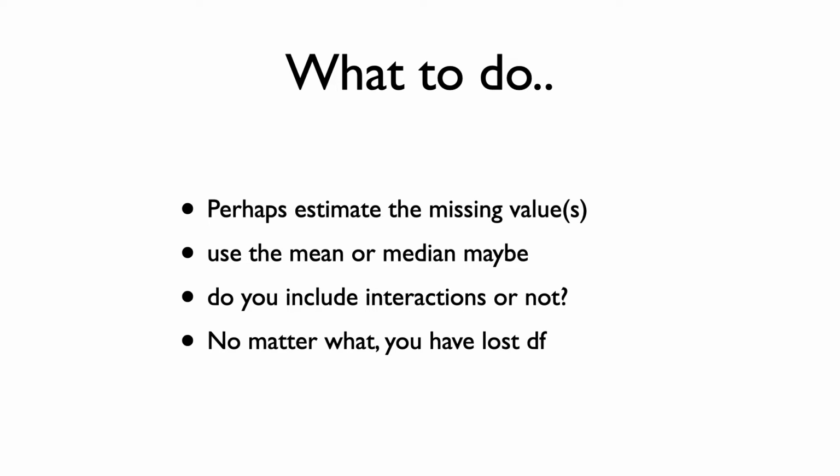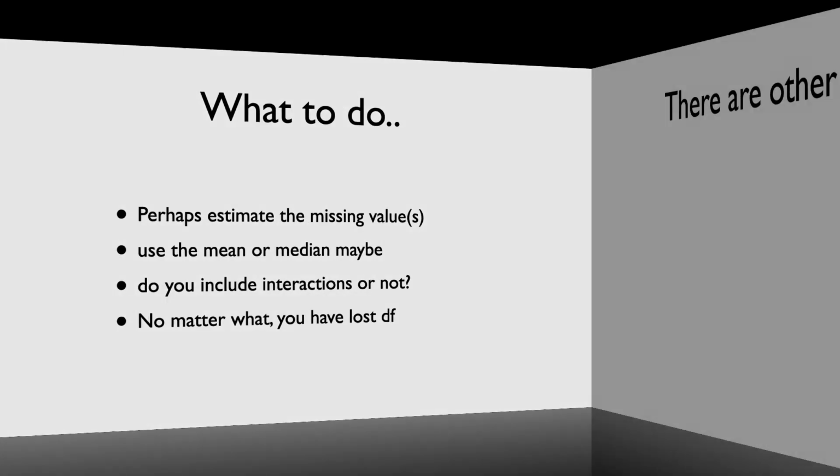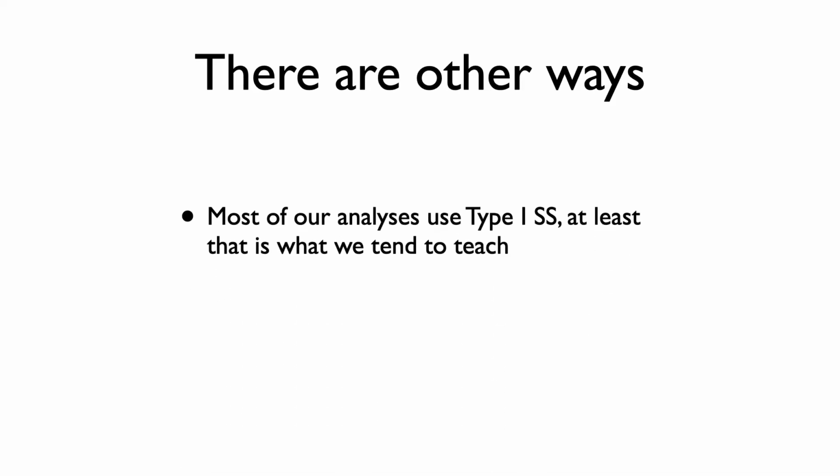So you've lost degrees of freedom, or at least you haven't gained them by adding extra numbers, which should be intuitively just obvious, it seems to me. There are other ways to do this. So most of our analyses that we've talked about, in fact, everything I've talked about up to this point, we use something called type 1 sums of squares, which should tell you something. There are more than one type of sums of squares.